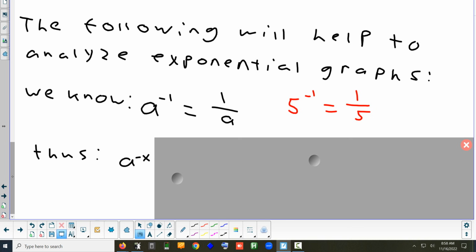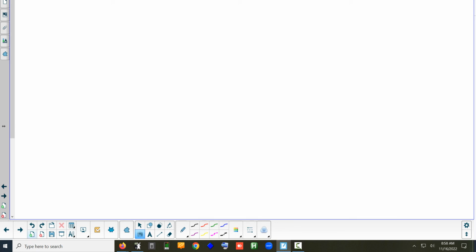Let me do this on a different page. We have a to the negative x. There's a number in front of that x, even though it's not written there. What number is technically in front of it when you put a negative in front of x? Well, yeah, it's like having a negative 1. So a to the negative x really means a to the negative 1 times x.